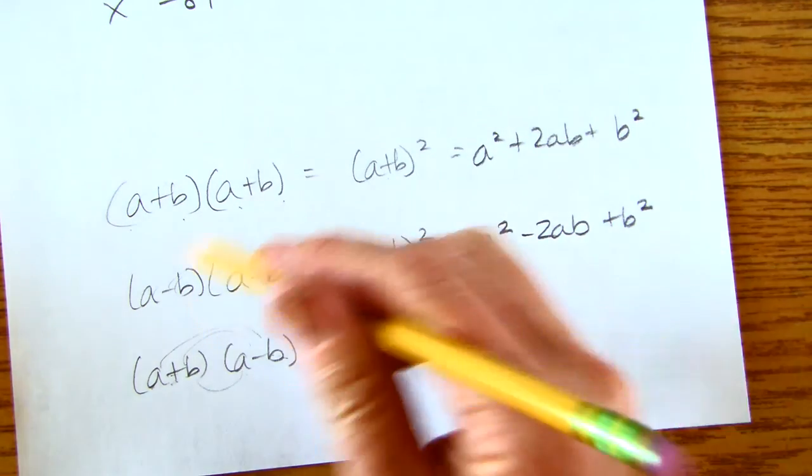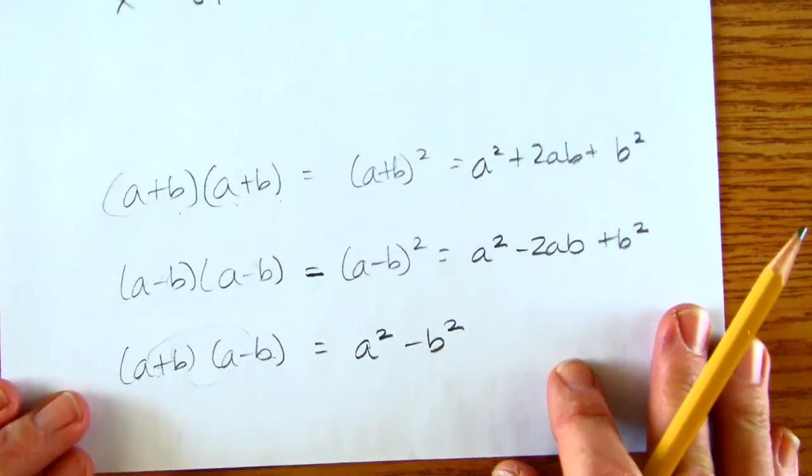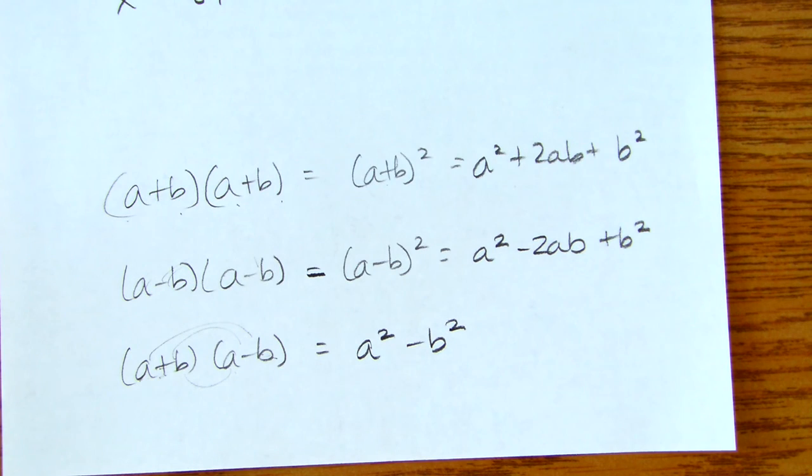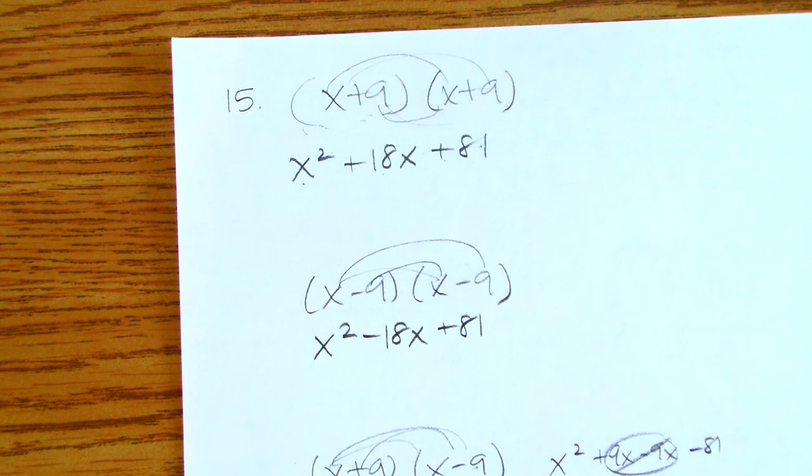So these are those special products, which if you can see how they work, that's great. If you just want to, FOIL will always work for you. So that's a summary of 9.1 through 9.3.